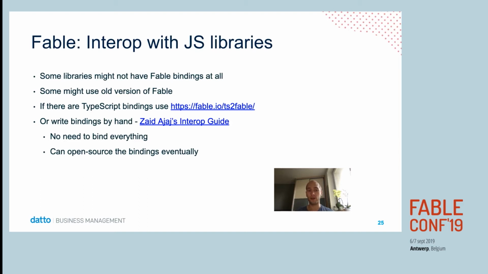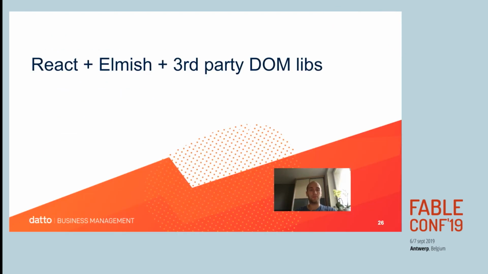I just took a couple of functions and created bindings for them. And if everything goes well, you can take those bindings from internal to a more public relation and open source that eventually, which I didn't do yet, but I'd like to at some point. And yes, so the key takeaway from this slide is that whenever it happens that you miss a Fable binding for a library, don't give up, because it's pretty simple to create one yourself.